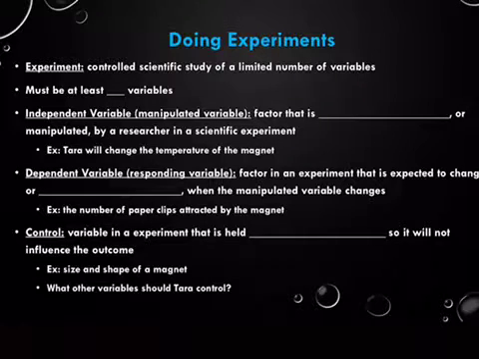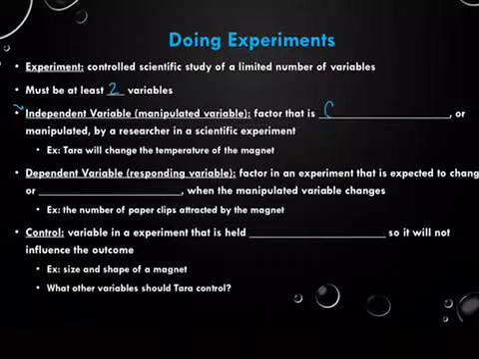So once you have a testable hypothesis written, you can perform your experiment. The experiment is a controlled scientific study of a limited number of variables. There must be at least 2 variables, 2 things that are different. So we have the independent variable. Your book actually calls this a manipulated variable. We've referred to it as the independent variable since we've talked about this in previous years.